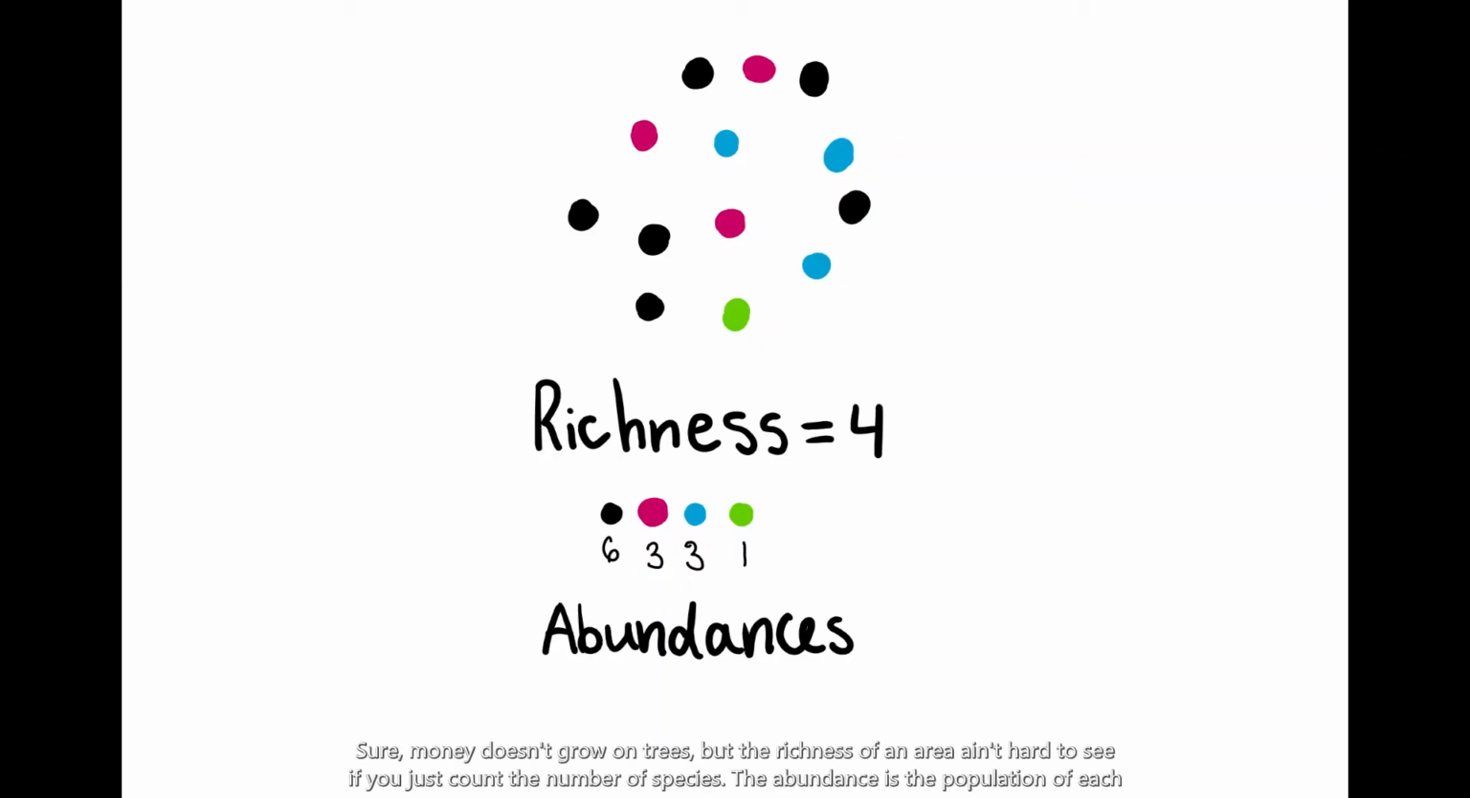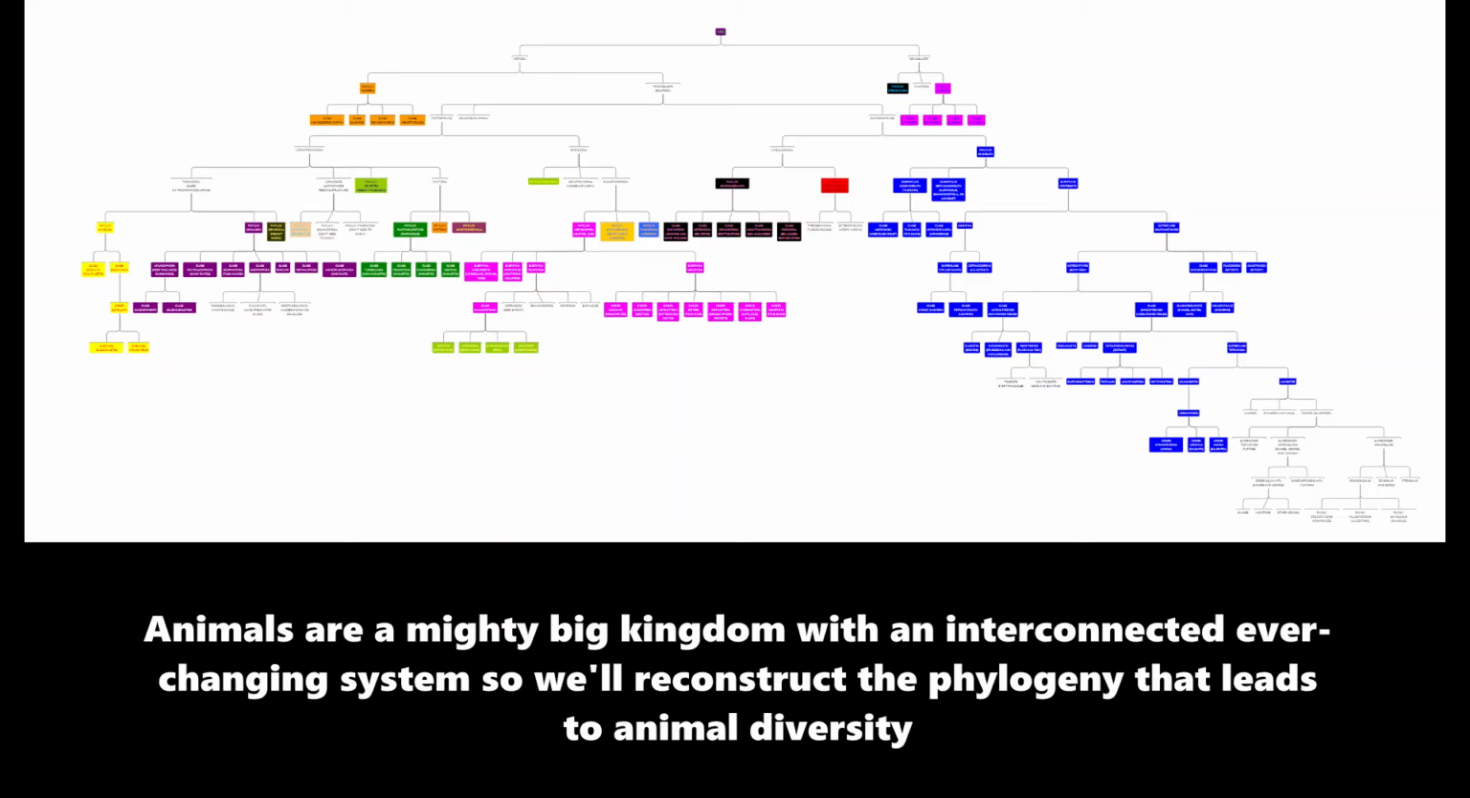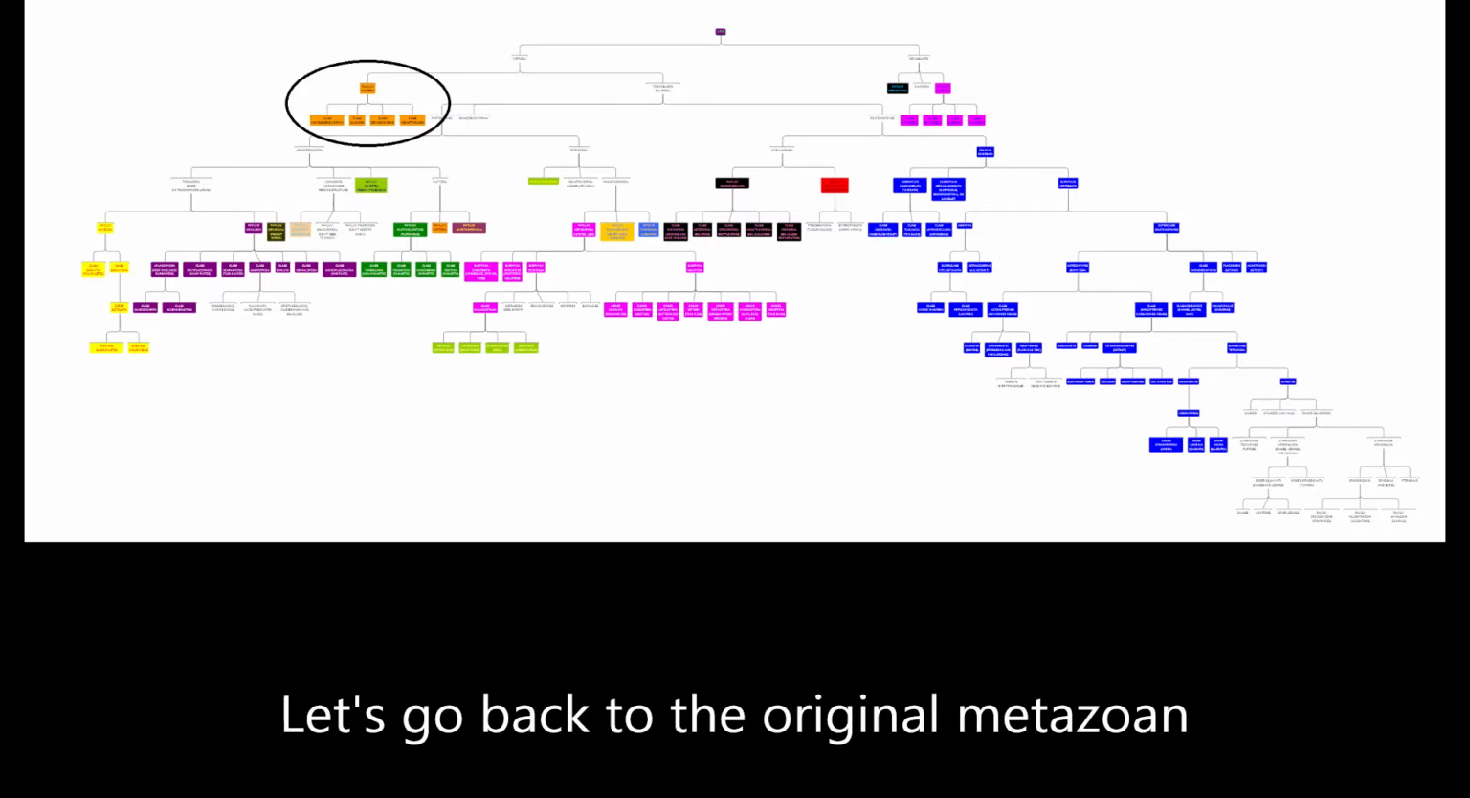Sure, money doesn't grow on trees, but the richness of an area ain't hard to see if you just count the number of species. The abundance is the population of each. Animals are a mighty big kingdom with an interconnected, ever-changing system, so we'll reconstruct the phylogeny that leads to animal diversity. Let's go back to the original Metazoan.